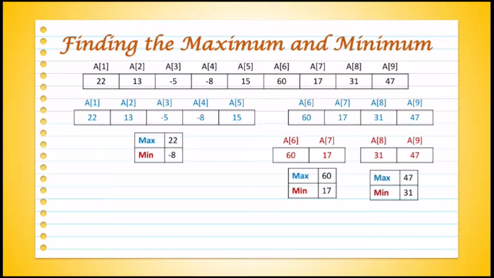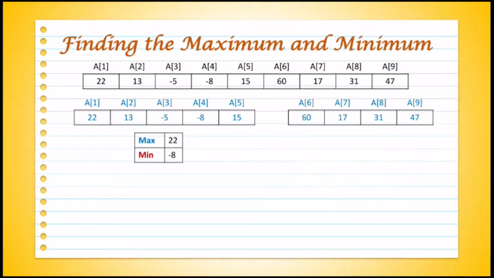Now we will combine the solutions of the 6th and 7th elements with the 8th and 9th elements. Here between 60 and 47, 60 is the maximum value, and between 17 and 31, 17 is the minimum value. So we will combine this solution. Starting from the 6th to the 9th element, that is 60, 17, 31 and 47, 60 is the maximum value and 17 is the minimum value.